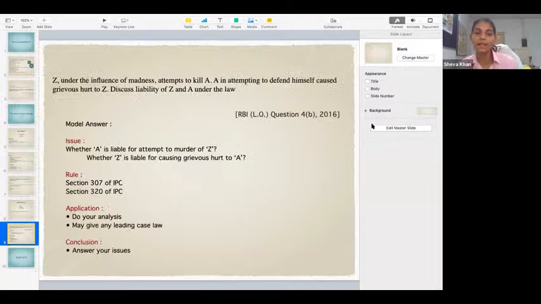जैसे ये भी 2016 paper का ही एक sample मैंने question pick किया है. So the question is: Z or Z, however you feel convenient with it, under the influence of madness, attempts to kill A. A, in attempting to defend himself, caused grievous hurt to Z. Discuss the liability of Z and A under the law.